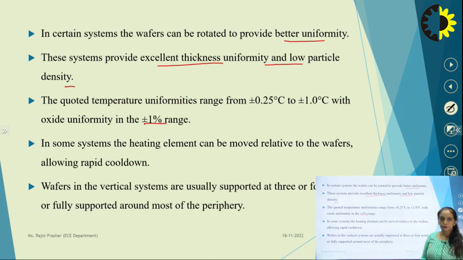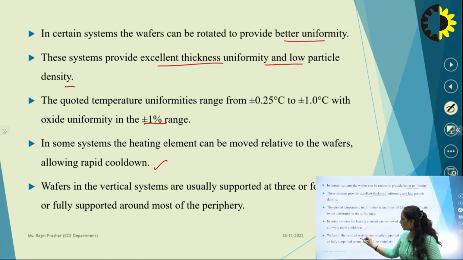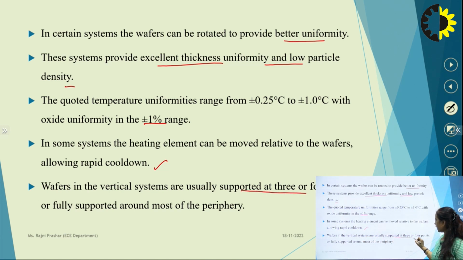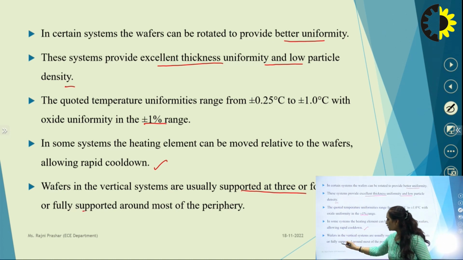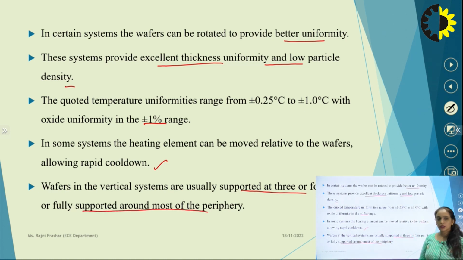And in some systems, the heating element can be moved relative to the wafer so that we can allow a rapid cool down process. The wafers in the vertical systems are usually supported at 3 or 4 points, or fully supported around most of the periphery, right?